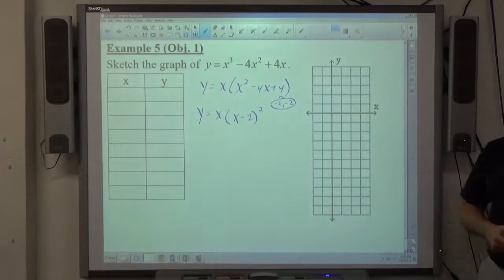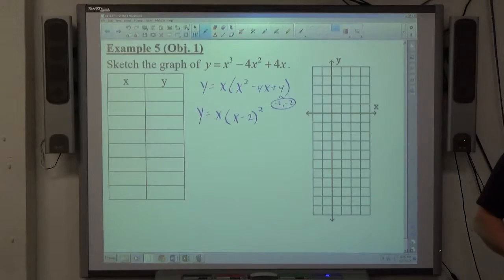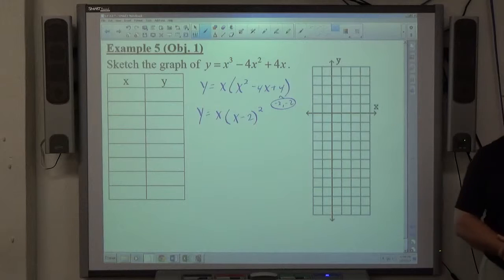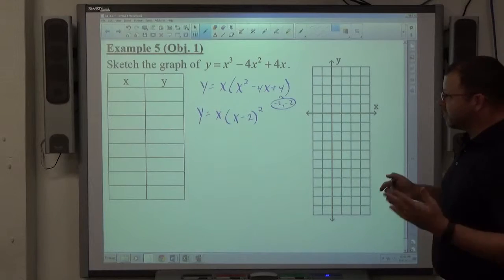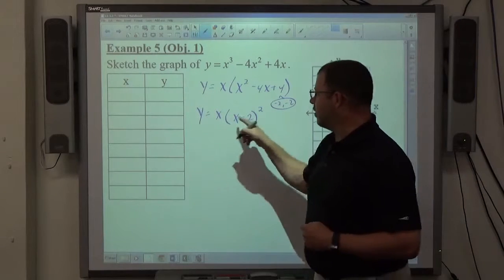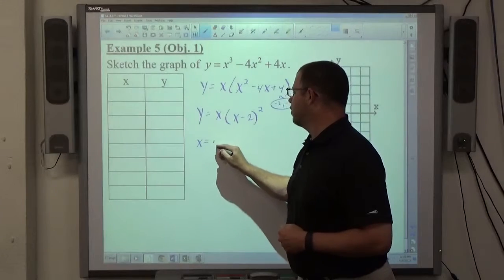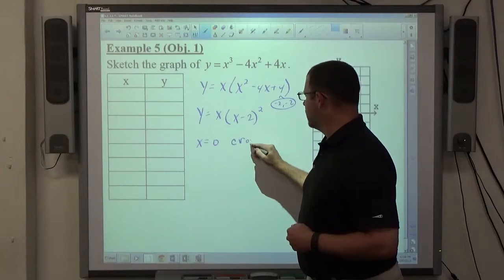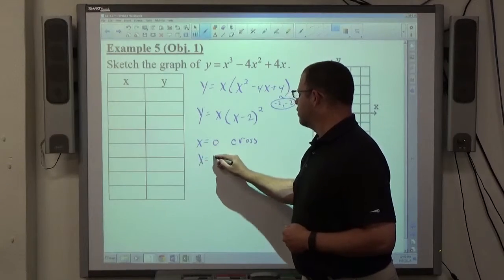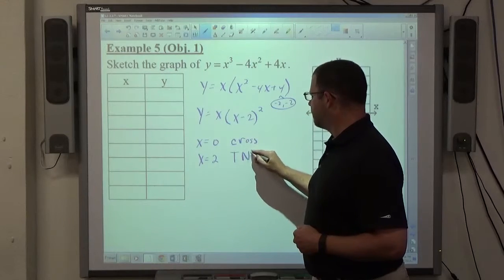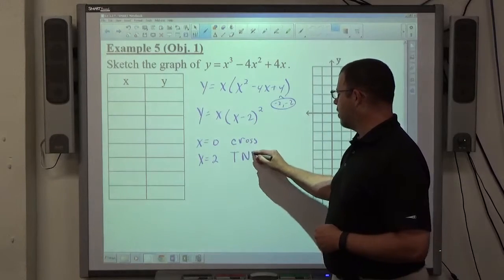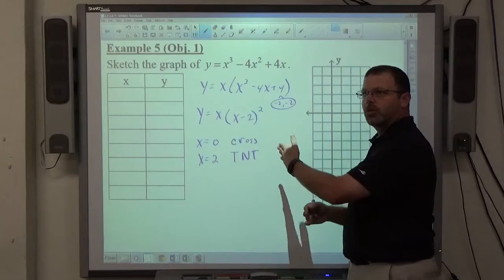Okay, so we can use the even and odd powers of x minus c theorem, our wonderfully named theorem that we like. So what I can see here is the roots of this function are going to be x equals 0, where it's going to be a cross, and x equals 2, which is going to be a touch and turn. Just based on that theorem, I immediately know what the zeros are, what the roots are.